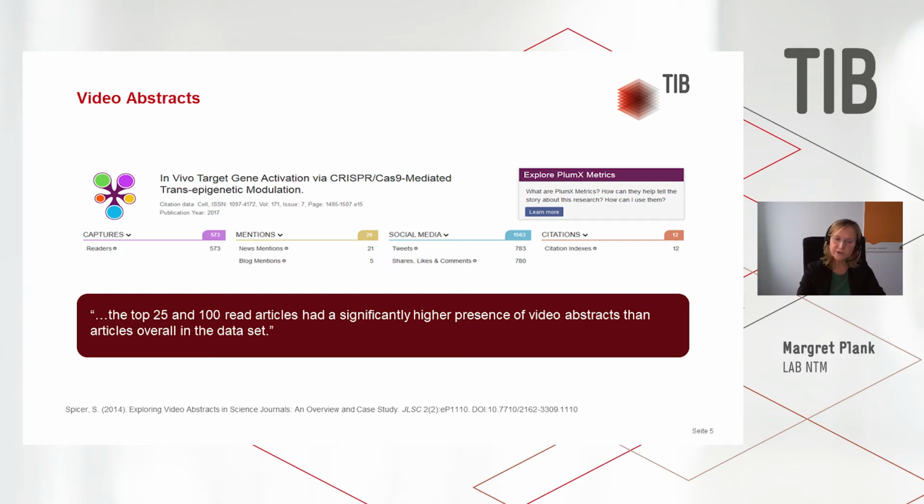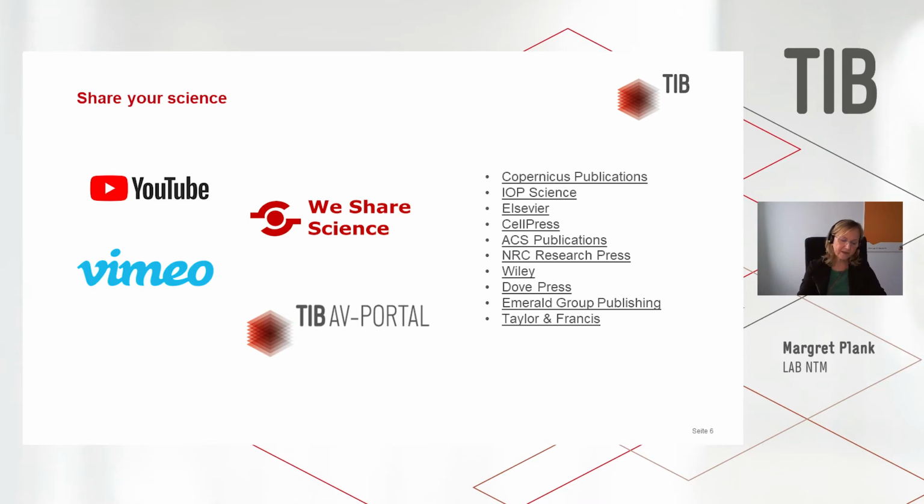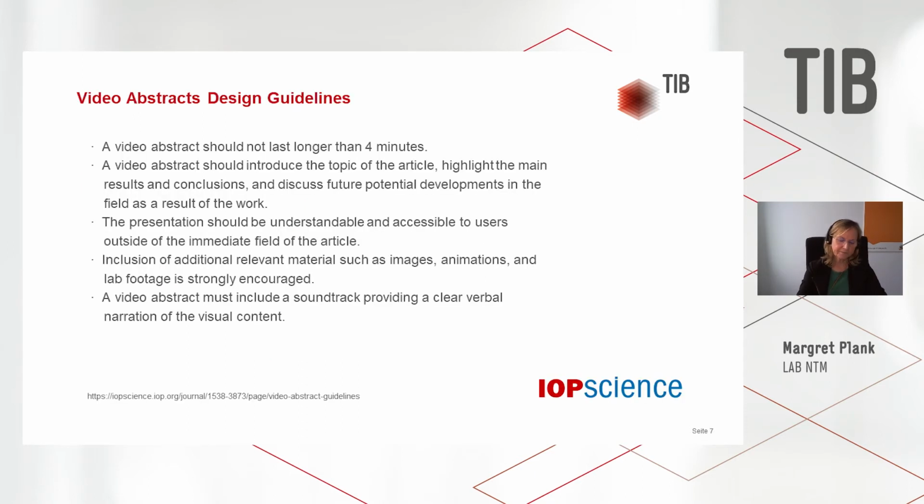Accordingly, a video abstract is a useful tool for converting video views into downloads of online articles, especially when published in open access journals. A video abstract is usually directly linked with a scientific paper that has been accepted and published in a scientific journal. Virtually all major publishers accept video abstracts, such as IOP, Elsevier, Wiley, Taylor and Francis. And video abstracts can, of course, also be published on YouTube and Vimeo, but there are also some portals which specialize in publishing scientific works and video abstracts, such as, for example, the TIB AV Portal and We Share Science.